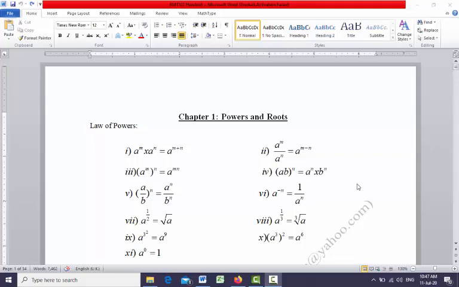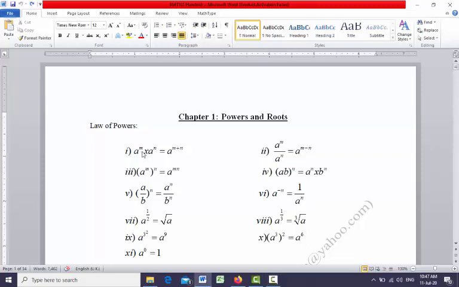This chapter is about powers and roots. In other words, we can call it exponents. Powers and roots are called exponents. So here, first of all, we need to understand some of the laws or rules of exponents.